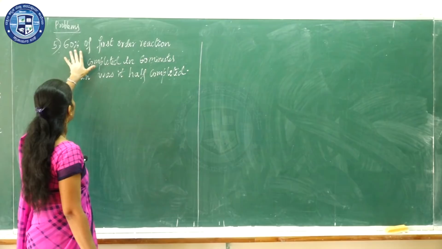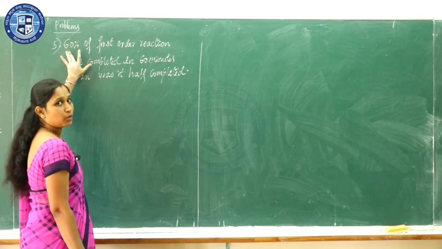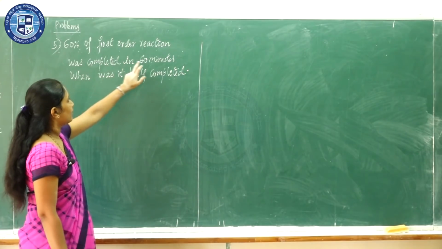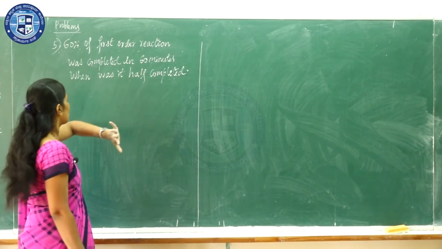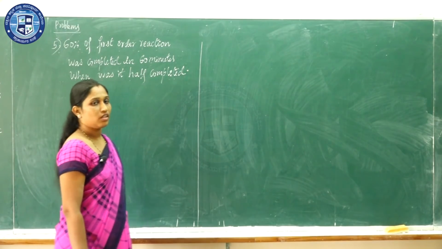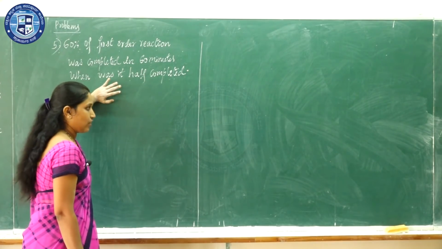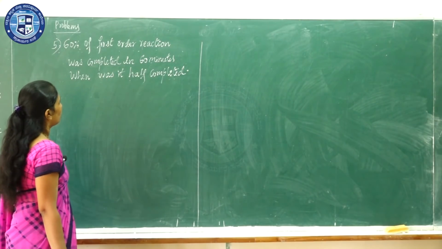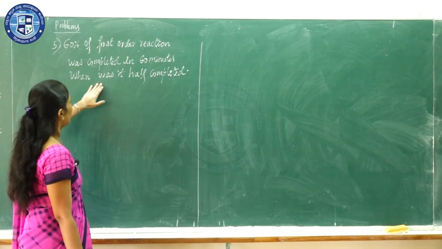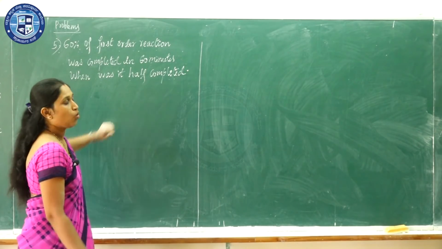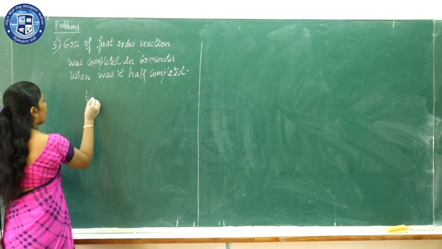See here, we will go to the next problem. 60% of first order reaction was completed in 60 minutes. Okay, when was it half completed? Okay, so we are going to the next level of the problem. So here what you have to find is when was it half completed. That means that is obvious that you have to find what is T half.